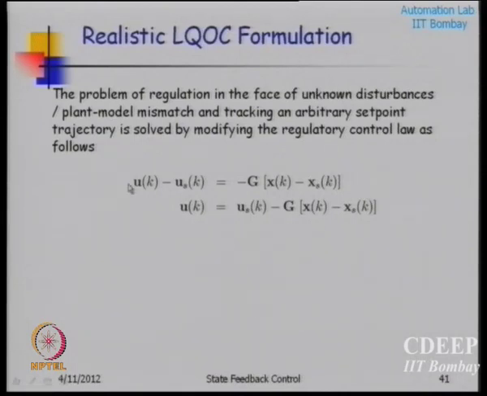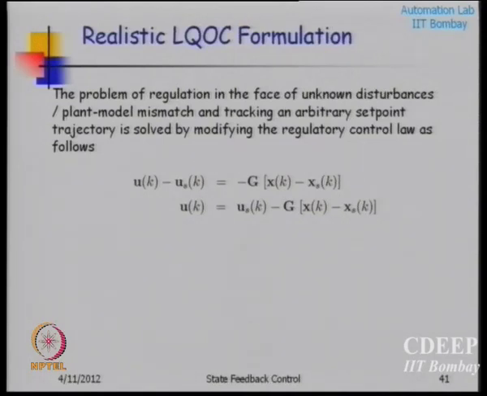But finally, a realistic LQ controller which I am going to implement is going to be UK is equal to USK minus G infinity, instead of writing G infinity every time, I have just written G here, times X minus XS. Now the question is, how do I find out US and XS, such that I reach the desired arbitrary set point, I reject all the disturbances, and my controller will work even if there is a model plant mismatch. This is my target now.